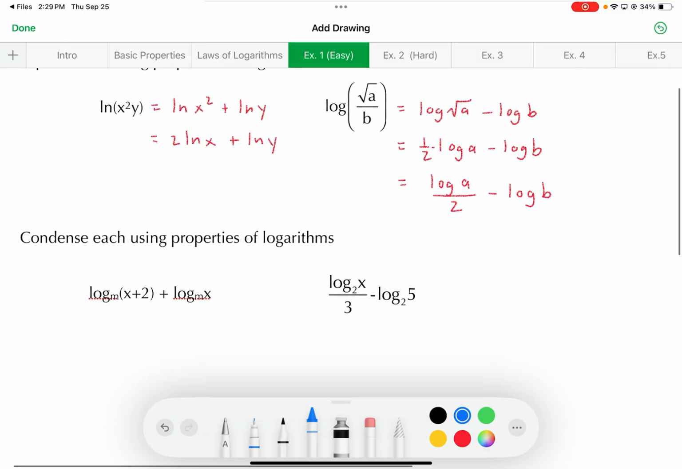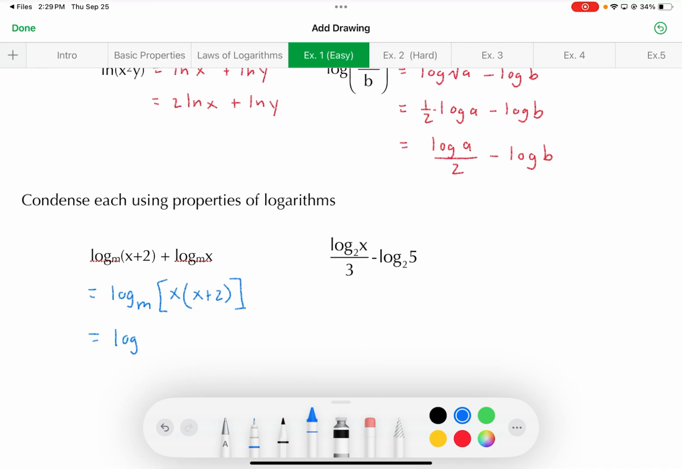Now go in the other direction. Condense using your properties of logs. When we condense, we make things smaller, right? So we're going from multiple logs added or subtracted together to a single log, okay? So I see addition here between these logs. I know to multiply them together, the arguments.